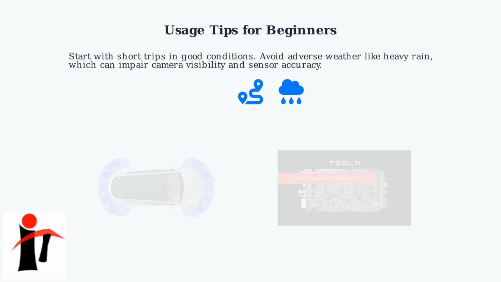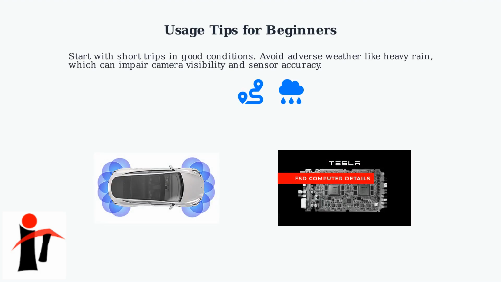For safe and effective use, beginners should start with short trips in familiar areas during clear weather. Heavy rain or poor visibility can reduce the effectiveness of the cameras and ultrasonic sensors, so it's best to avoid such conditions until you're more comfortable with the system.